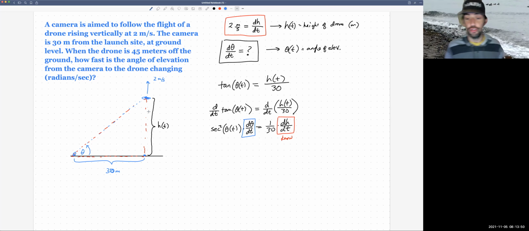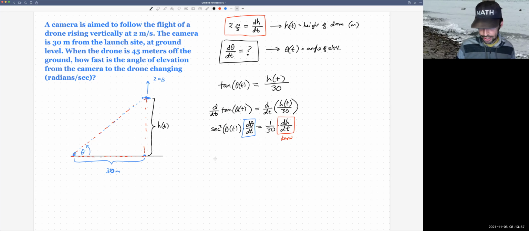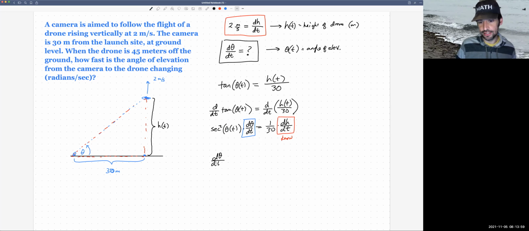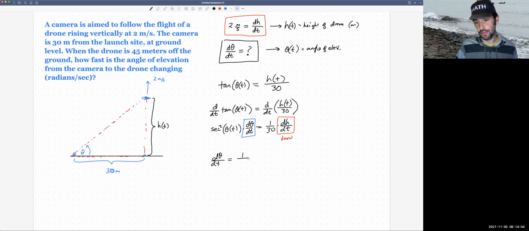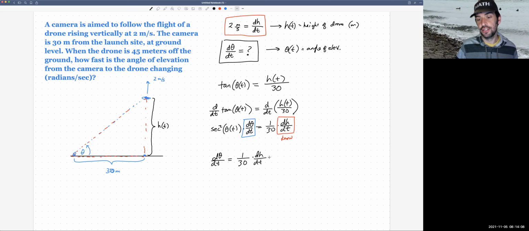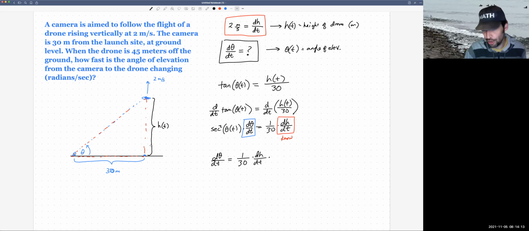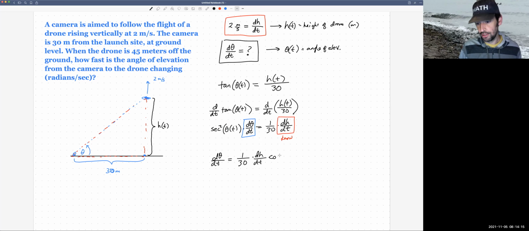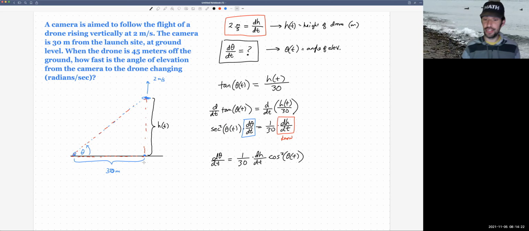Okay. So let's solve this equation for that. So we'll have d theta dt. I can divide secant squared to the other side. This is going to be equal to 1/30th dh dt times 1 over secant squared of theta, but 1 over secant squared is just cosine. So this is going to be cosine squared theta of t. Okay. So here I've got an equation for the thing that I'm looking for.